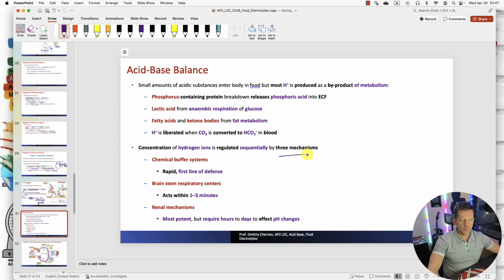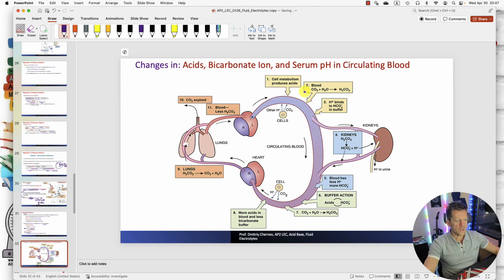So there are multiple mechanisms to maintain acid-base balance. Chemical buffer system, respiratory center system, and the renal mechanism. So we're going to look at this too, right? We're going to look at this one and then this one. And you already know that because we discussed this before. So let's look at this thing. Looks complicated, but it's straightforward.